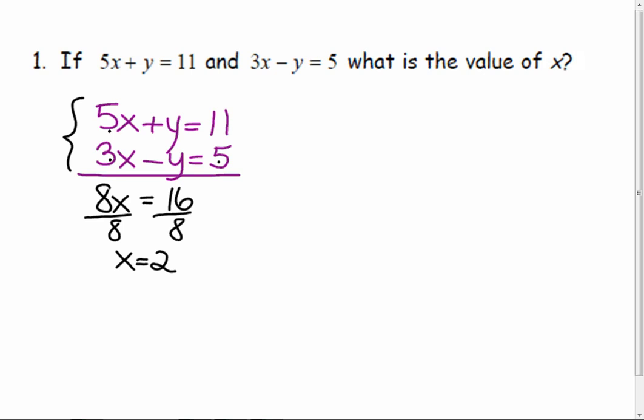I don't think I'm doing this fast. We will add them provided that these are the same, they have the same numbers in front but opposite signs. If they're not the same numbers and not opposite signs, then we have to do a little work. Okay, now I'm not done. Oh wait, I am done. Why am I done? Because they asked me just for X, that's it, which is nice.